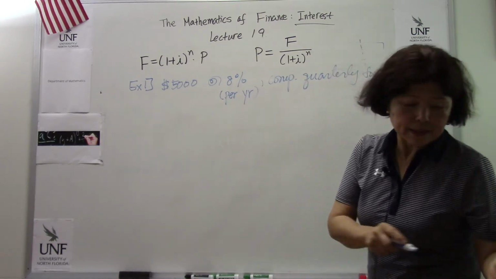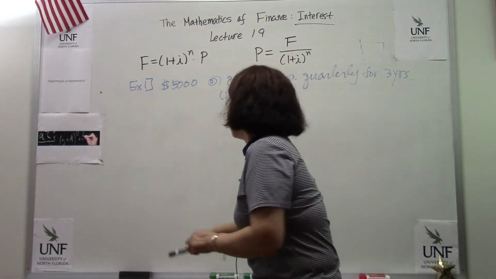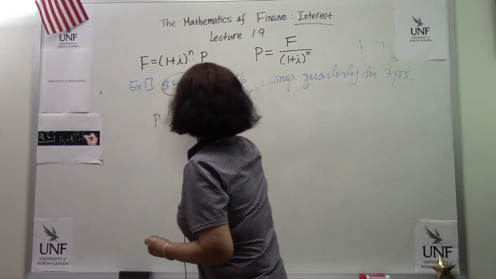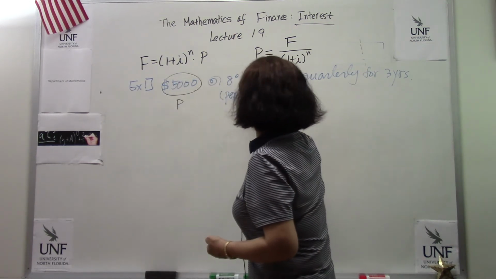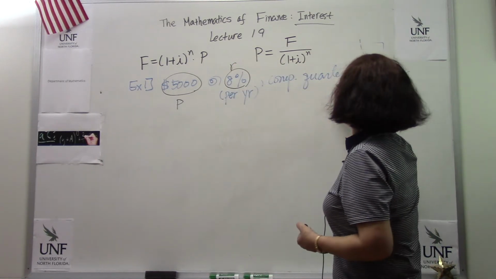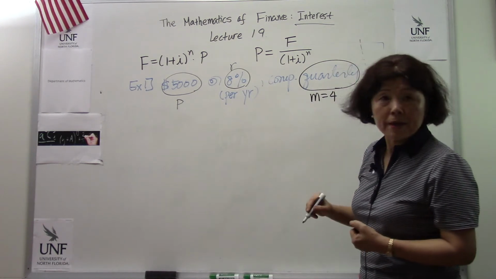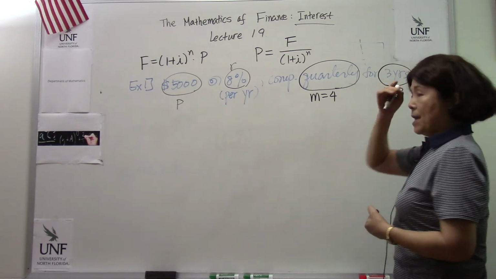So let's pick the numbers or symbols that we need. 5,000, yes, that is P. Okay, I'm going to mark this one as a P. 8%, so this is a little r. And compounded quarterly, so that is M equals 4. Okay, for 3 years, therefore T equals 3.